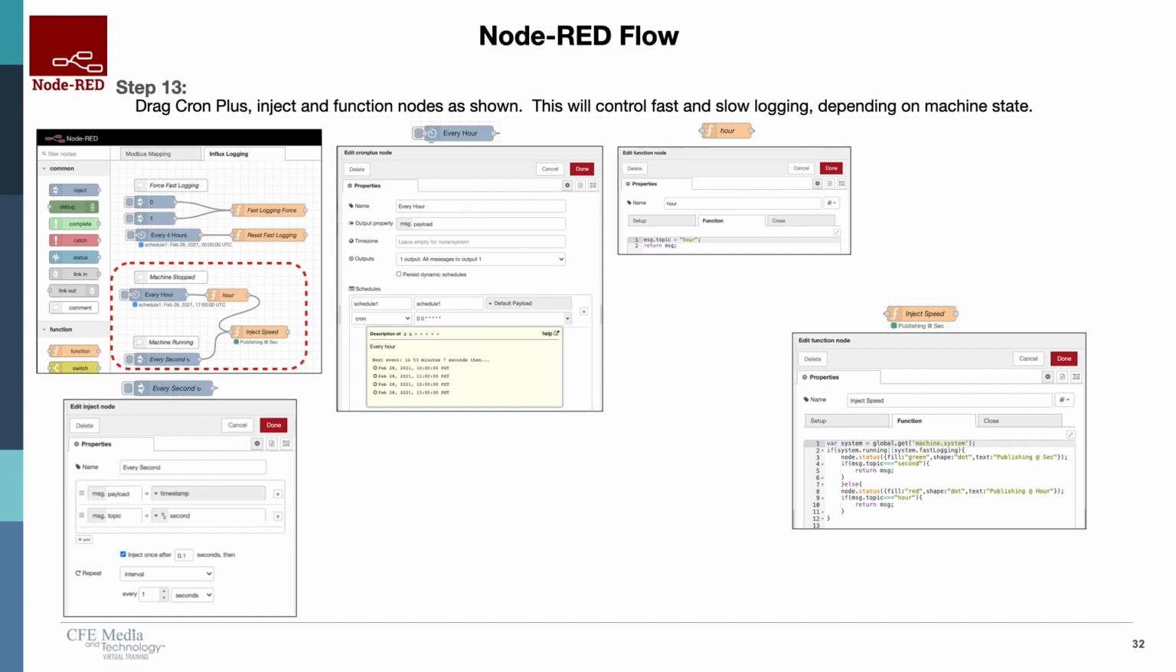So in this case, our inject speed will be looking at those 2 bits, whether system.running, which is our digital input, or, which is represented by the 2 vertical lines in the if statement on line 2, system.fast logging. So if either one of those is a true condition, then we know we want to trigger on the faster topic, which is shown as second. And then if the message topic is hour, that would be the other condition.